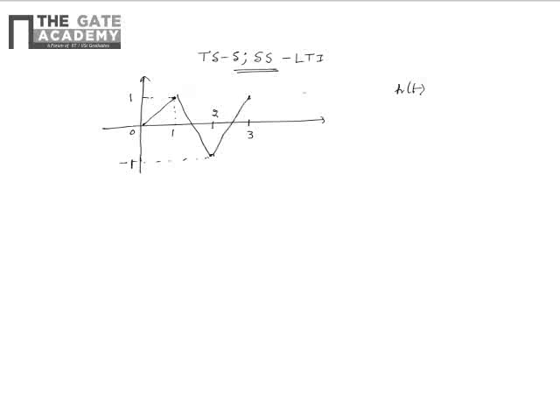varies between -1 and 1 as shown, and from 3 to 4, sorry, this is the input. From 3 to 4 the input is constant at 1. It is given that this input x of t is given to a continuous time system with matched filter impulse response h of t. We need to find the slope of h of t between 3 and 4.